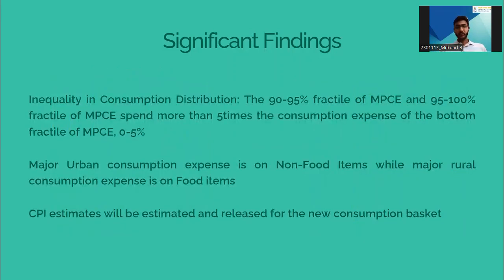And one of the significant findings of this is the inequality in consumption distribution. There is a huge difference between the top 10% of the consumption expenditure in the population and the bottom 5%, and the difference is more than 5 times of the consumption value. And major urban consumption is on non-food items, as we have already discussed, and major rural consumption is on food items.